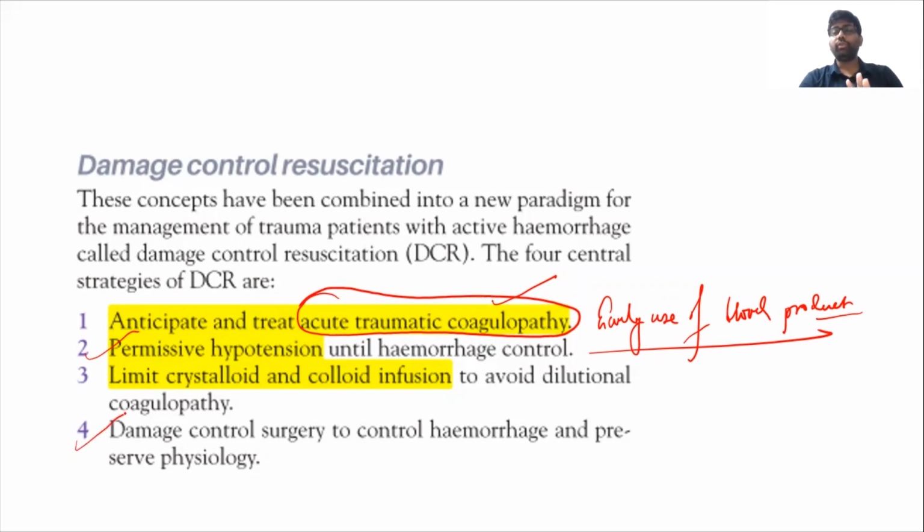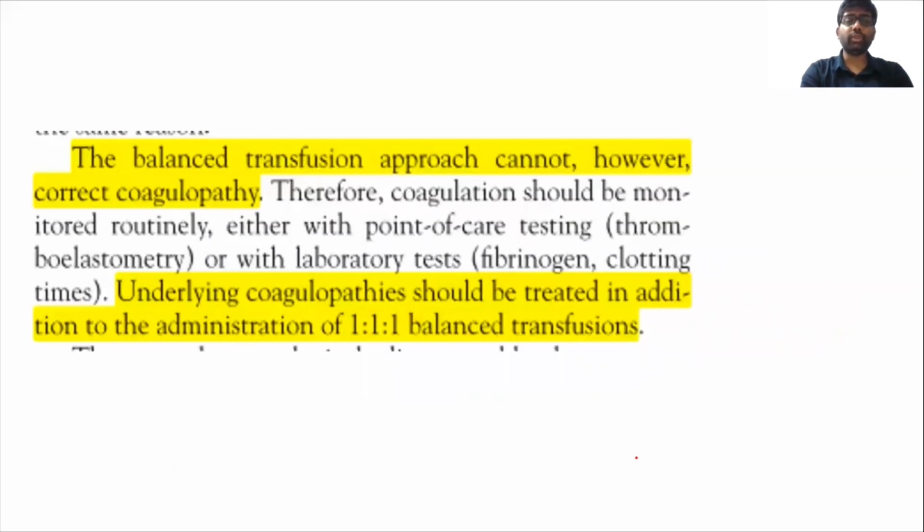Now, there is a very important thing that most candidates try to overlook. It's written in Bailey and Love very clearly that we are correcting the coagulopathy. We are providing the patient with blood products. Now, the blood product ratio that is recommended in trauma, we already know it's the 1:1:1 strategy. We use the 1:1:1 balanced transfusion protocol. And what do we use? One PRBC, one FFP, and one platelet.